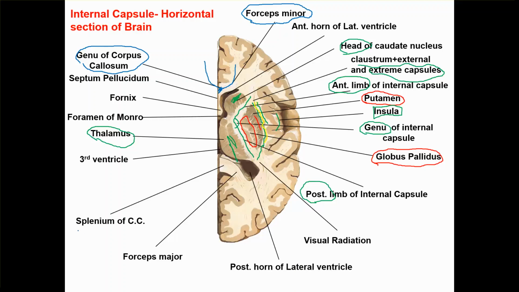Posteriorly, we have the splenium of the corpus callosum, here. Through this passes the forceps major. Here you have fibers passing from the occipital lobe. This is how it passes, and it's deeper, which is why it's called forceps major. Next, we can see the separation between the two lateral ventricles, called the septum pellucidum. The septum pellucidum is marked here. Then you can see the fornix over here.